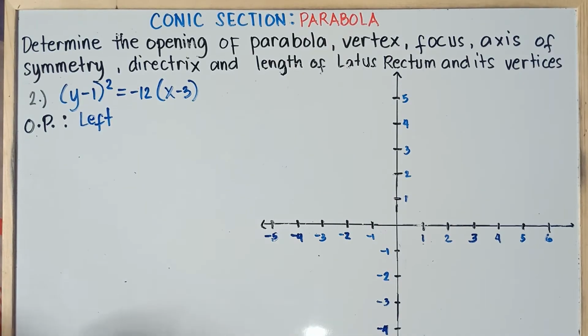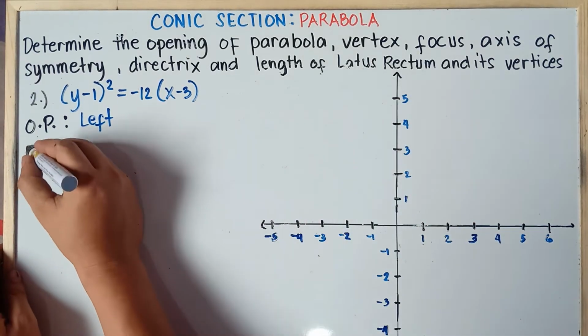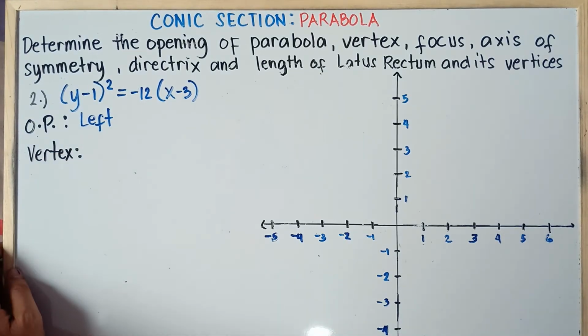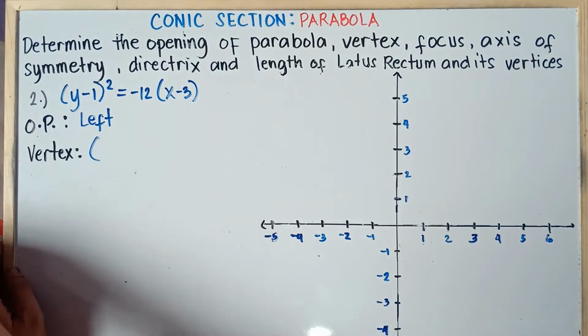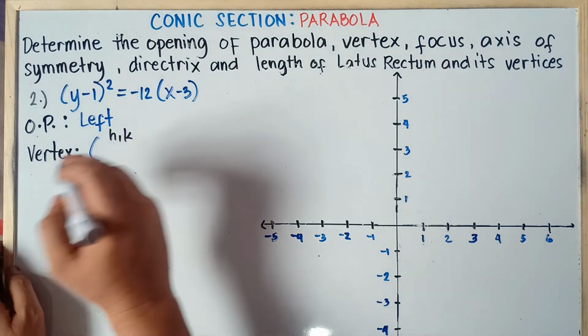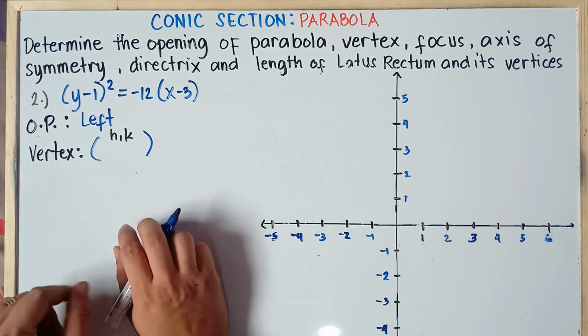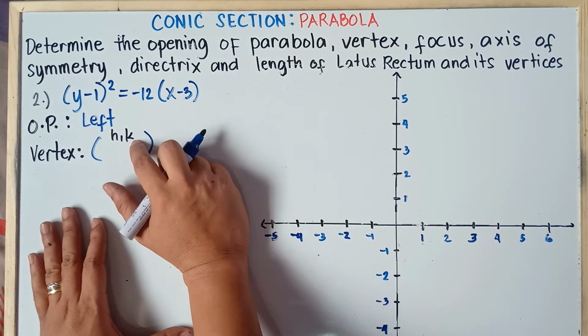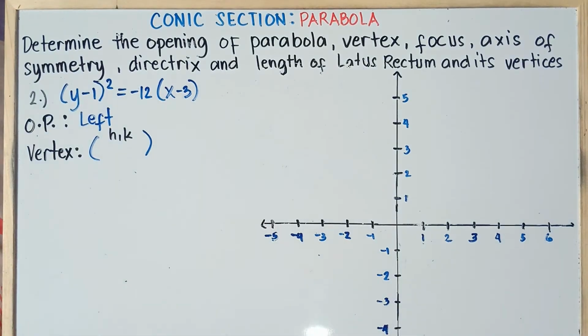Alright, and then next, we need to find the vertex. Once again, for the vertex, there would be h and k. So the vertex is (h, k). Let's always remember this one: h is always beside x, and k is always beside y. Check the equation, class.